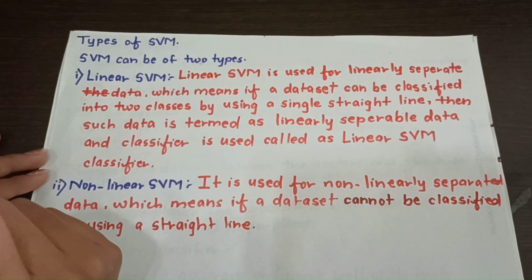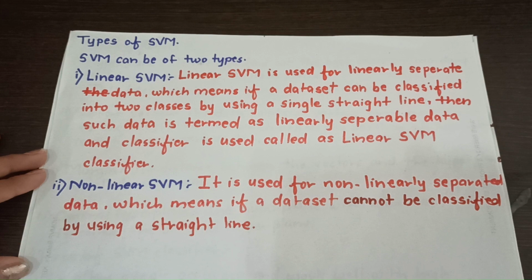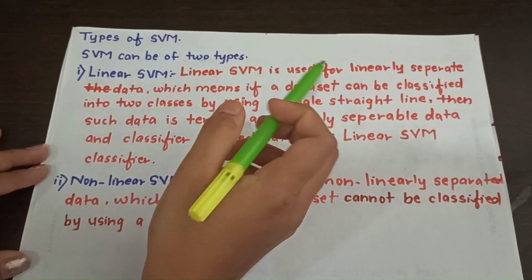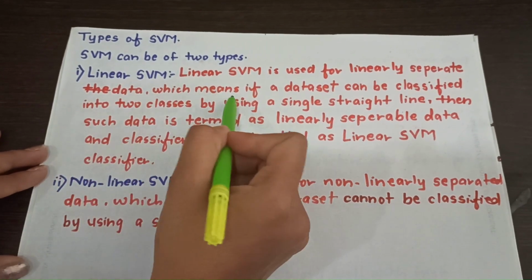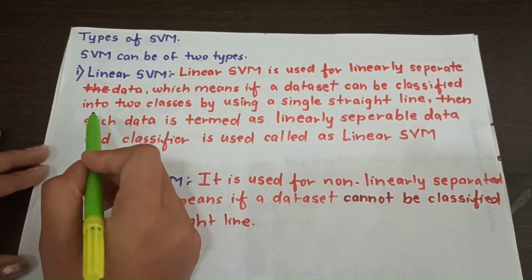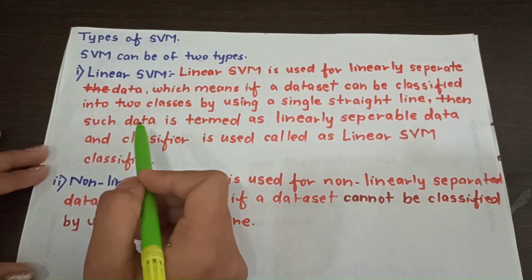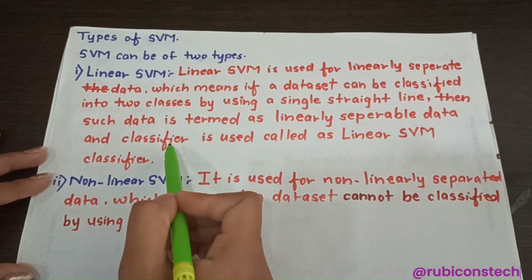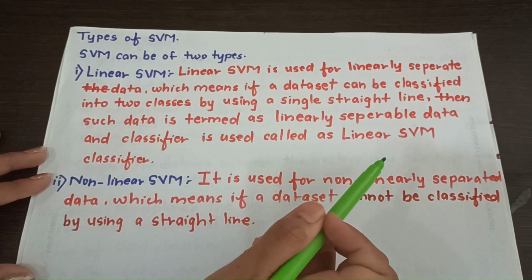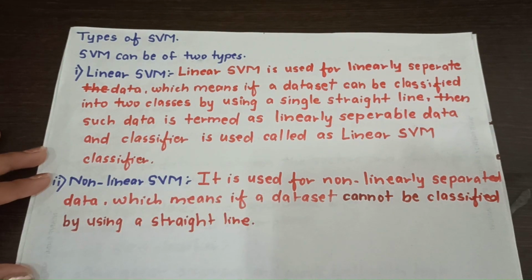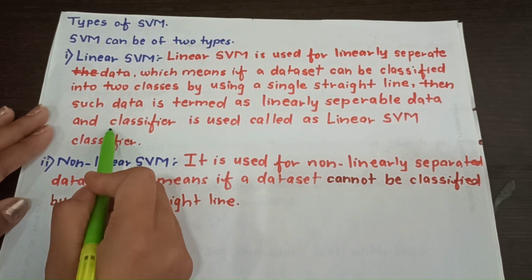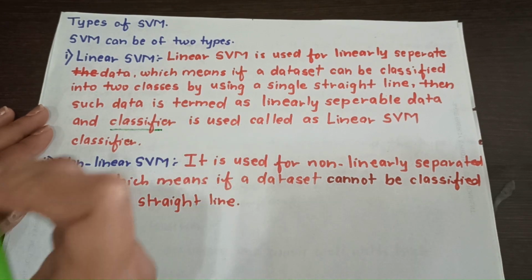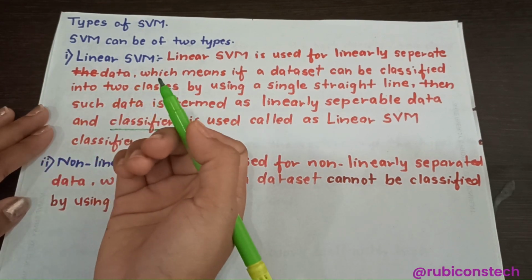Now we will see the types of SVM. Basically there are two types of SVM: the linear SVM and the non-linear SVM. Linear SVM is used to linearly separate the data, which means if a data set can be classified into two classes using a single straight line, then such data is termed linearly separable data, and the classifier used is called the linear SVM classifier. Classifiers are the algorithms that assign the data point to a specific category or class.